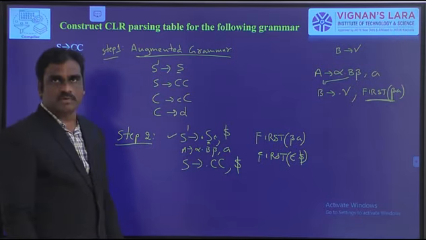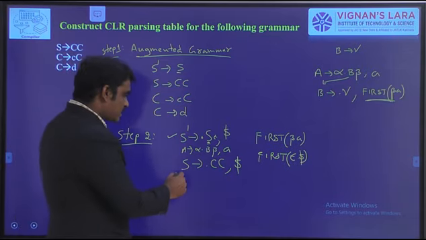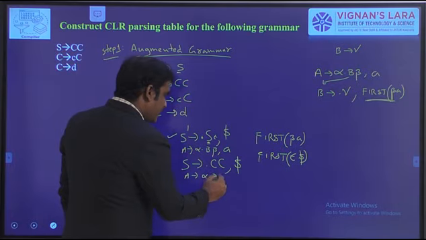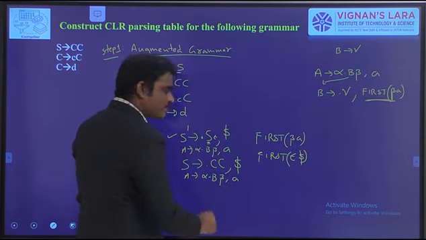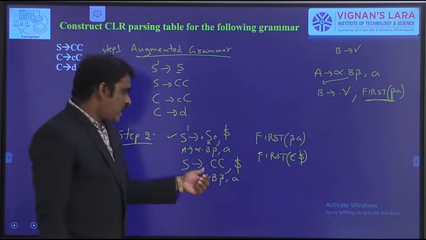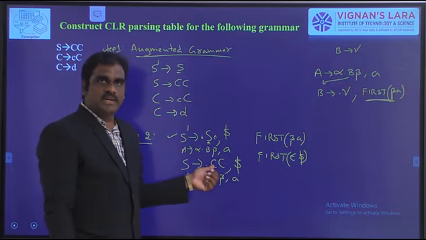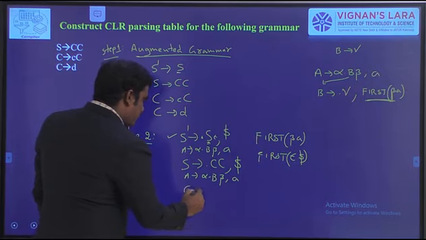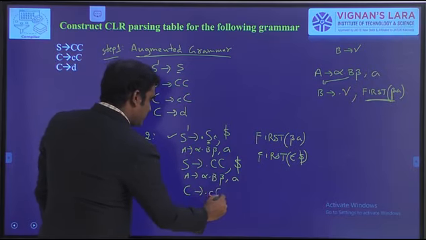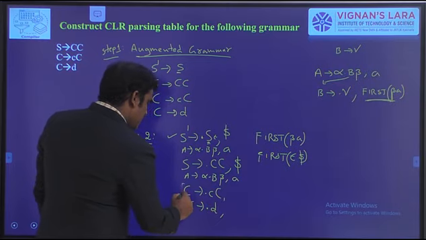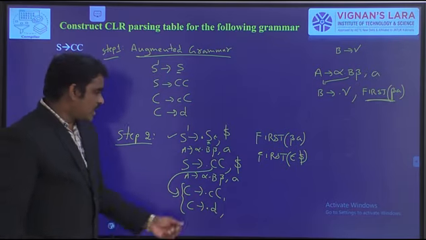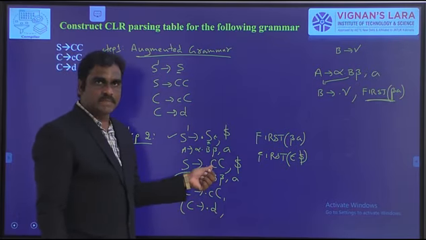Now come to the second production. Again it is compared with A2 alpha dot B beta comma A. Dot followed by C. What is C? C is a non-terminal. C having two productions. So write the first part, dot C, C2 dot D. These two productions are derived from here only.